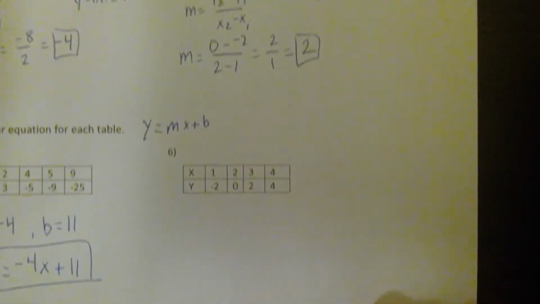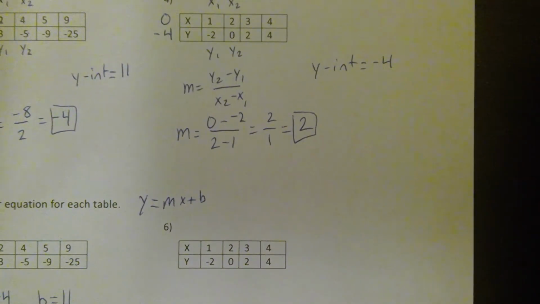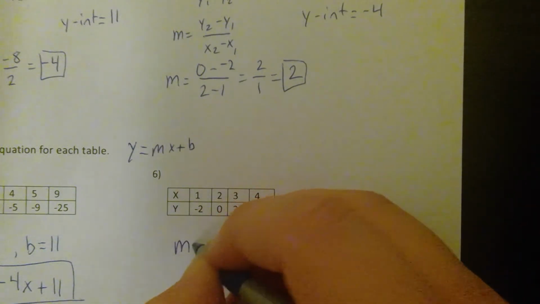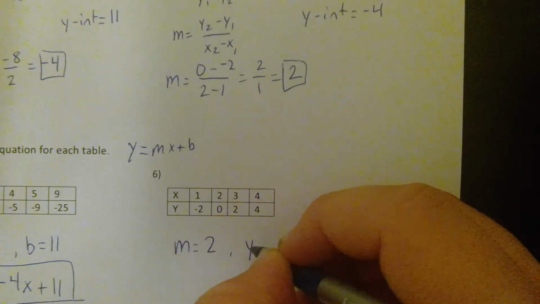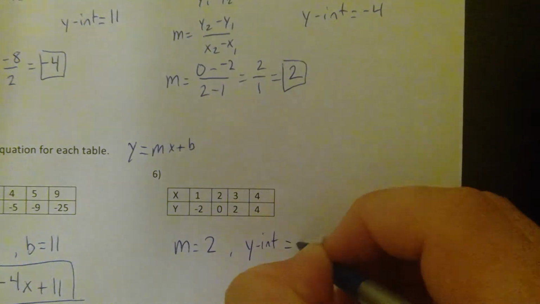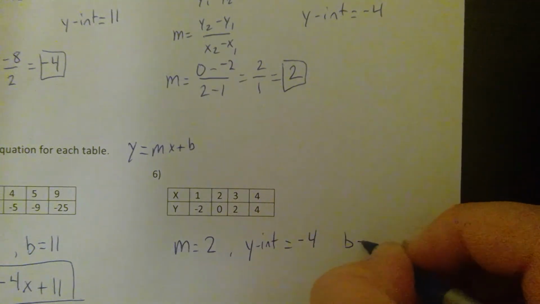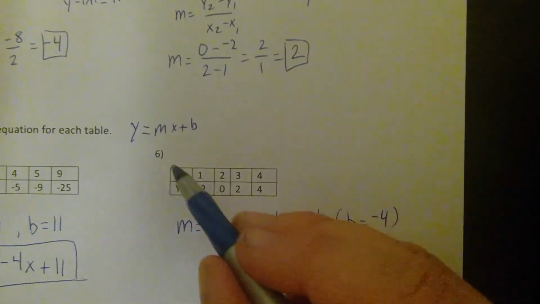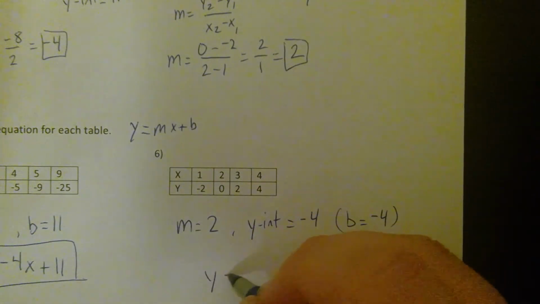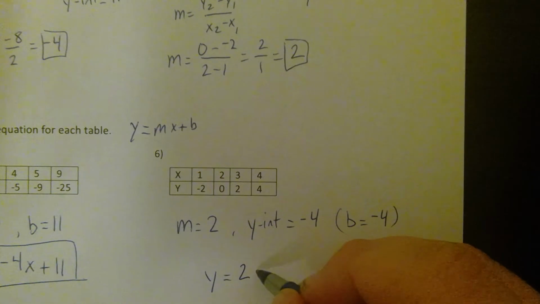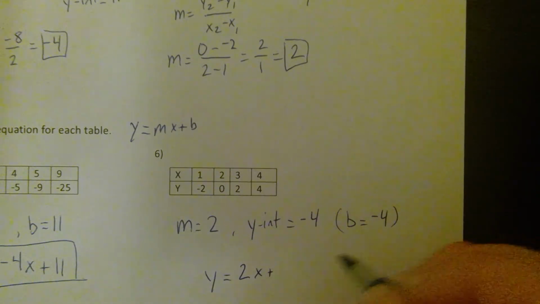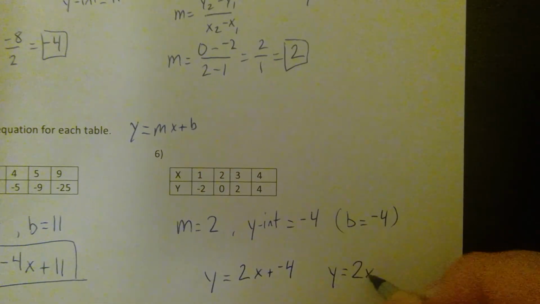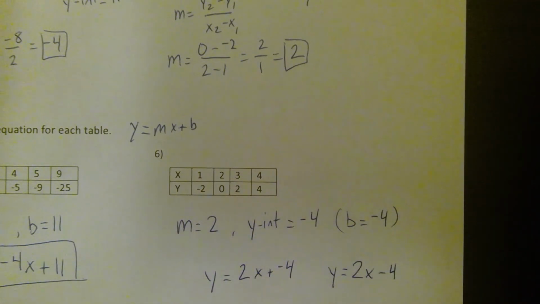So once again, this table is the same as the table that we had above, so we can just take the y-intercept and the slope that we already found. m equals 2. The y-intercept is negative 4, so we can say b equals negative 4. And then we'll use our slope-intercept form: y equals 2x plus negative 4. You could also write y equals 2x minus 4.